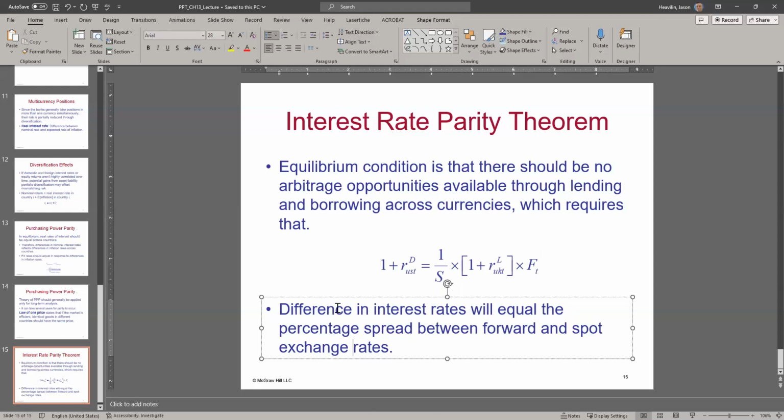The difference in interest rates will equal the percentage spread between forward and spot exchange rates. And this is what it means, forward and spot. So whatever the exchange rate today, because of that difference of 3%, let's say it's a year, everything is measured on a yearly basis. Whatever the forward rate a year from now is going to be, it is the rate that offsets that 3% apparent gain. And that's what they're talking about here.